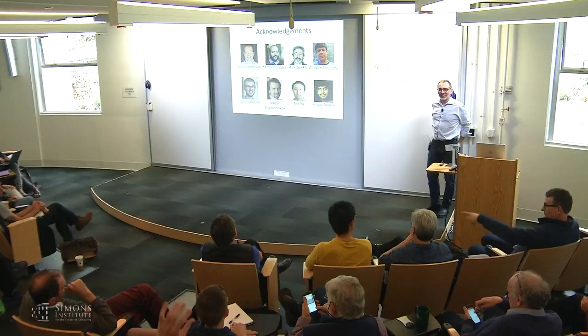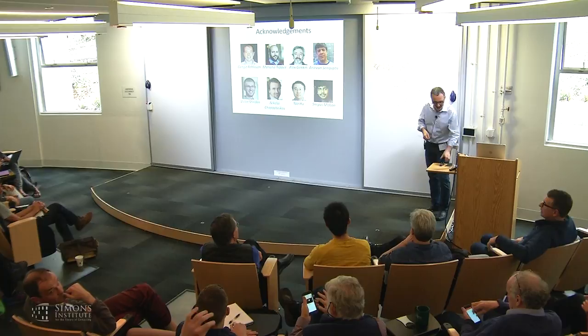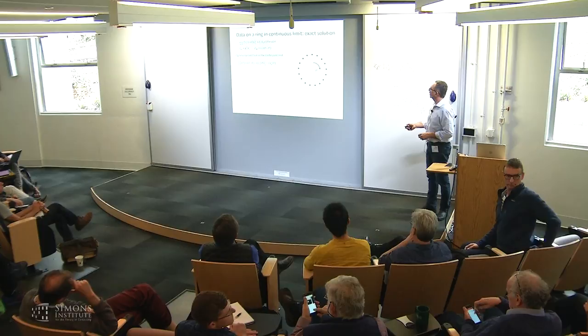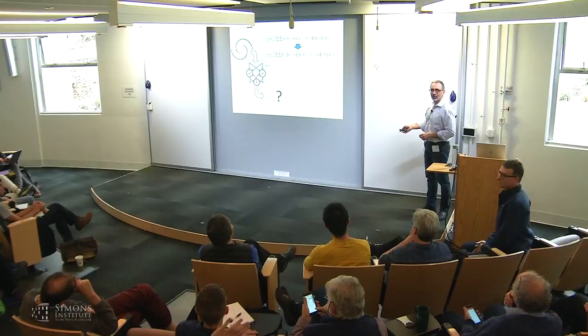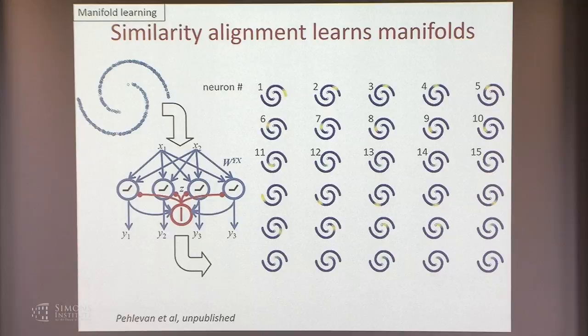Can you go back to the first time you showed the spirals? First time. Is this the first time? We have a bunch of them. I'm wondering what happens if you put a data point that's not on one of the spirals? Or if you sampled the whole two-dimensional space, would the neurons just tile this whole space?